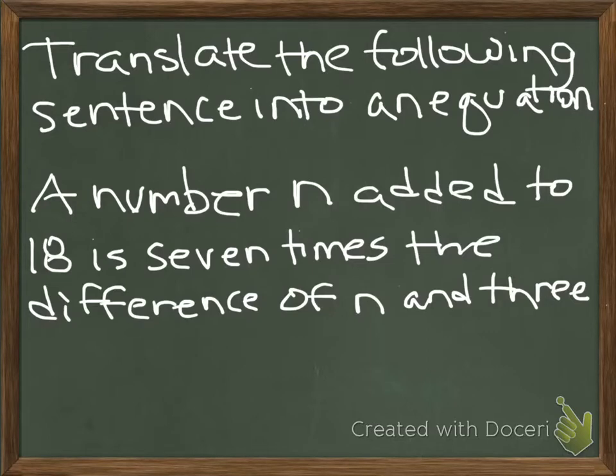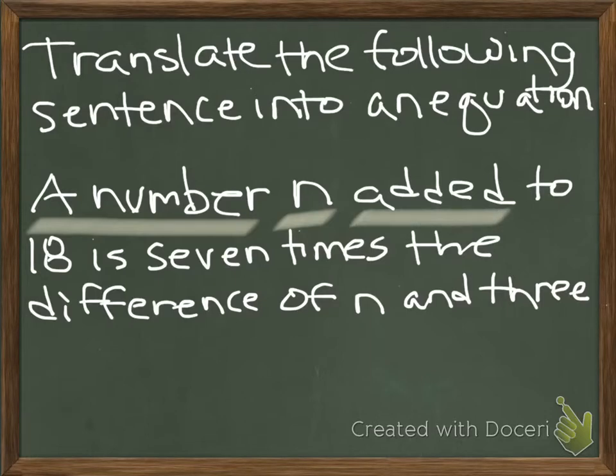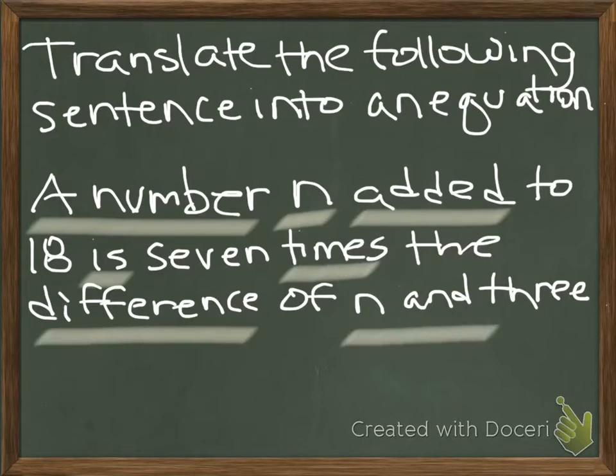So you want to look for keywords to try and put this together as an equation. So we all know that a number represents a variable. So they give you the variable n, and it says added to 18. Then the word is usually means equals, and then it says 7 times the difference of n and 3. So all of these will be put together to make an equation.